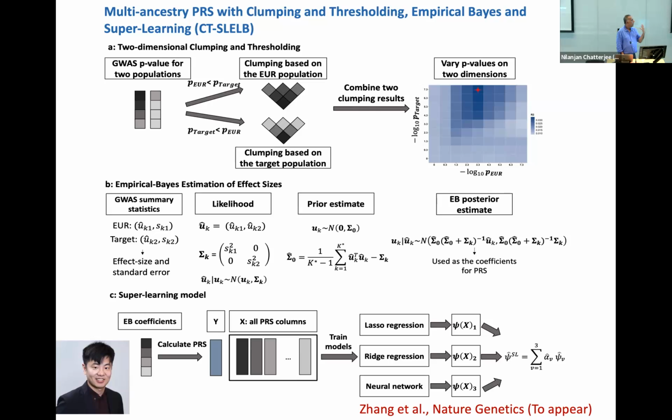And we wanted to do an extension of clumping and thresholding. With clumping, that means generating independent SNPs, you have to define some rules, right? Because we are now working with two populations and they have different correlation structures.